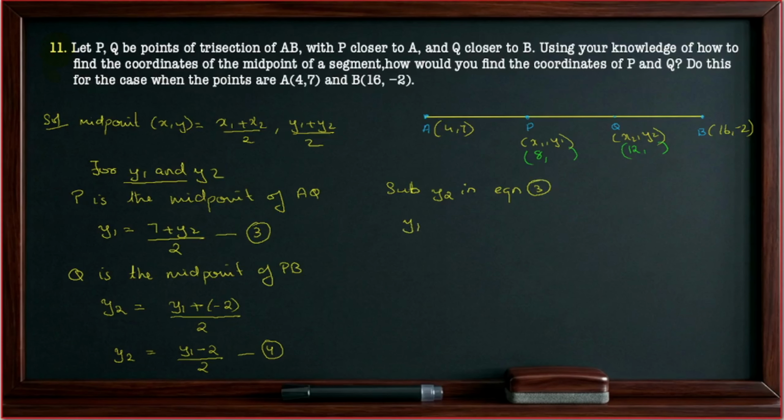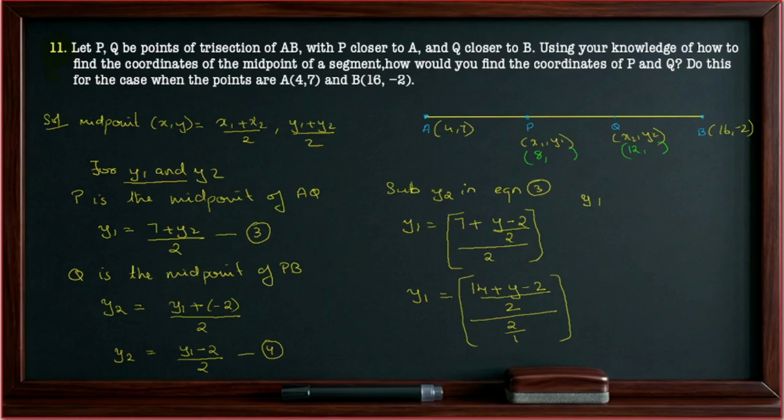Then y1 is equal to 7 plus y1 minus 2 by 2, this whole divided by 2. y1 is equal to, taking the LCM, this will become 14 plus y1 minus 2, the whole divided by 2, then this whole divided by 2 by 1. Then we can write y1 is equal to 14 minus 2 is 12 plus y1 by 2, then taking the reciprocal, this will become 1 by 2, and this is equal to 12 plus y1 by 4.